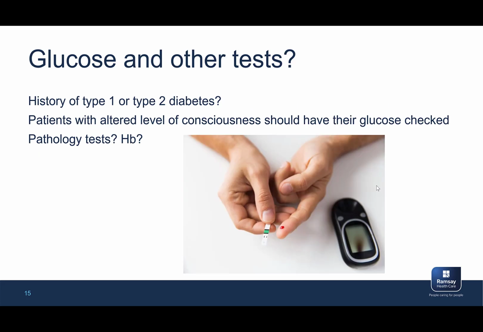Lastly, I mentioned this earlier in regards to altered level of consciousness. Doing a glucose check is very useful, but also considering in your patient assessment, if you have the notes on hand, what's going on with the other pathology tests. For example, what is the HB of the patient? What are the electrolytes of the patient? That will help give you a better overview of what's going on.